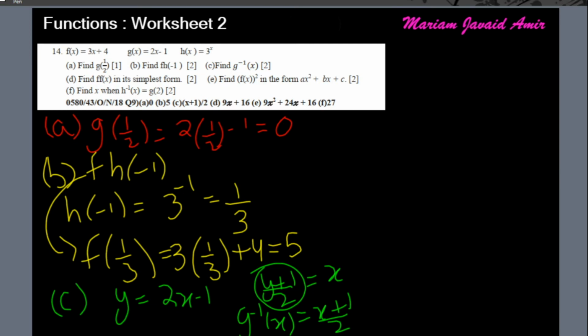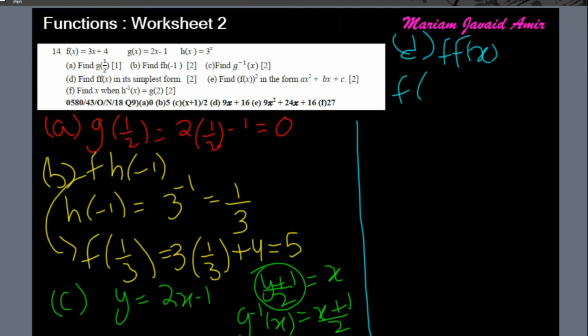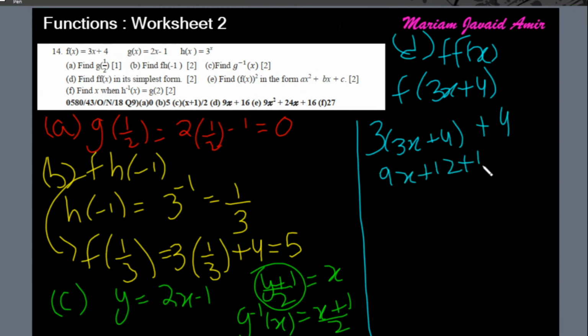For part D, we have to find f of f(x), which means we have to find f of 3x plus 4, which means in f(x) we replace x with 3x plus 4. So this becomes 9x plus 12 plus 4, which gives 9x plus 16.